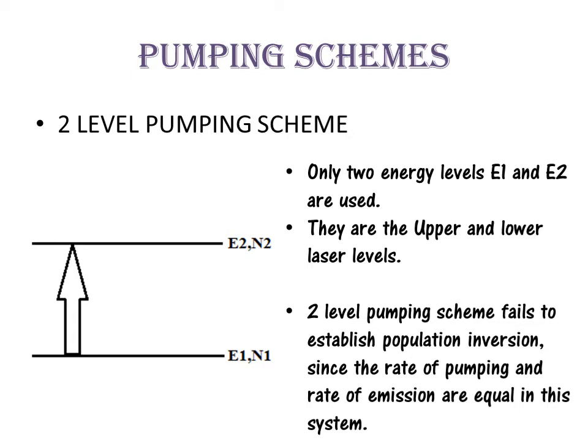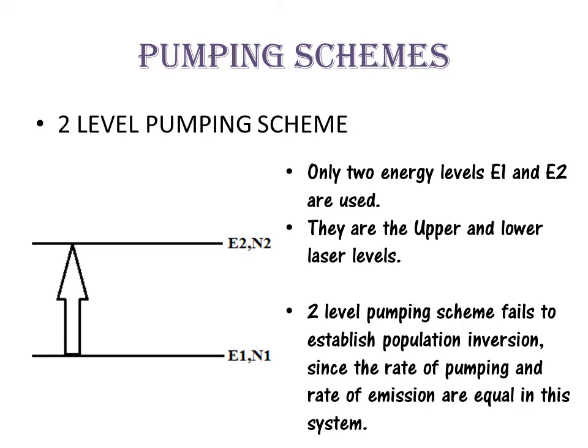So for the sake of completeness of this topic, we will see what a 2-level pumping scheme is. If at all in some system we are capable of maintaining population inversion by making use of just 2 levels of the atoms involved in that laser active medium, then that will be referred to as a 2-level pumping scheme. So the pumping scheme is actually the paths through which these atoms are taken from the ground level to the upper laser level in order to create population inversion. So here a block arrow is shown.